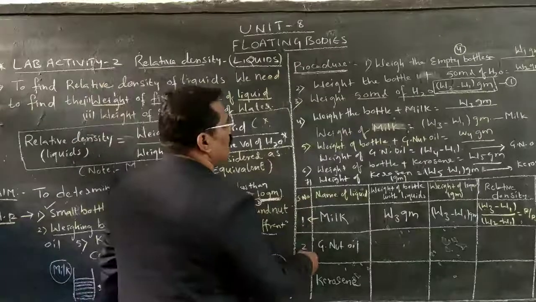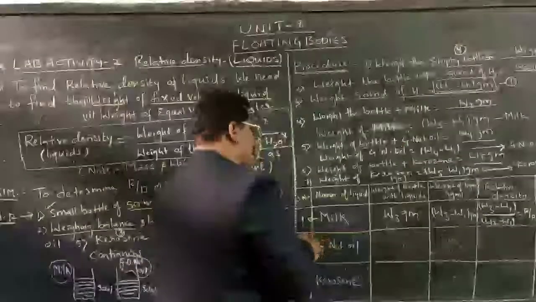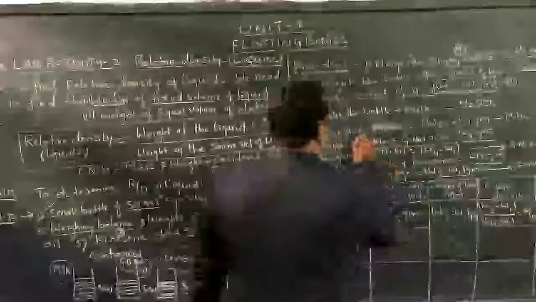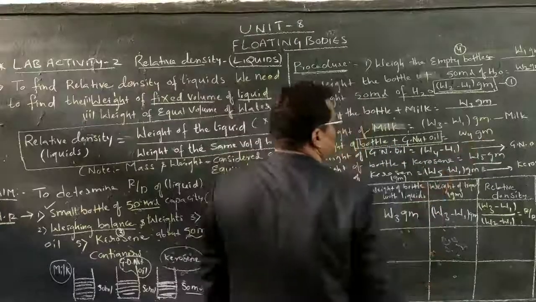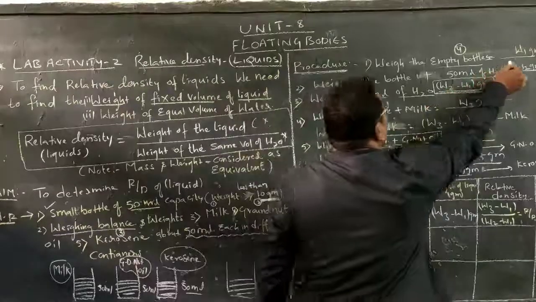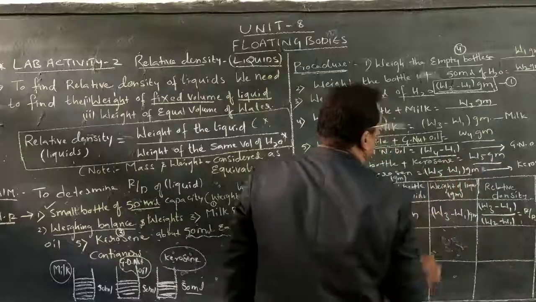Next is groundnut oil. What are you doing there? Weight of bottle plus groundnut oil you have taken. Bottle plus groundnut oil is equal to W4 grams. I require only the groundnut oil. My weight of bottle is W1 grams. Therefore, W4 minus W1 grams.